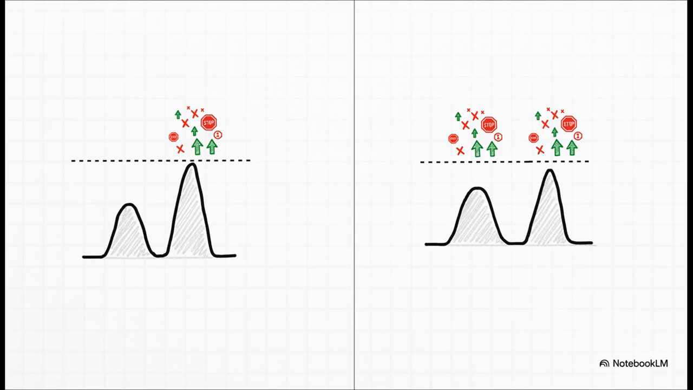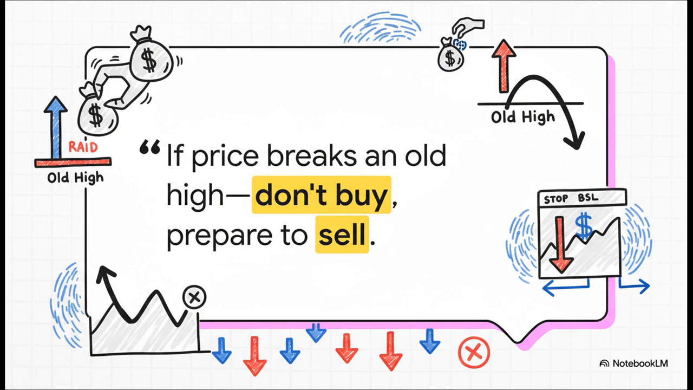One, the stop losses from everyone who is short, and two, the buy-stop orders from all the breakout traders who are just waiting to jump in on a move higher. And here's where it gets really counterintuitive. Conventional trading wisdom tells you to buy a breakout, right? But with ICT, it's the total opposite. When price pushes above an old high, you don't even think about buying. You get ready to sell. Why? Because that so-called breakout is usually just a quick raid on BSL before price slams back down.